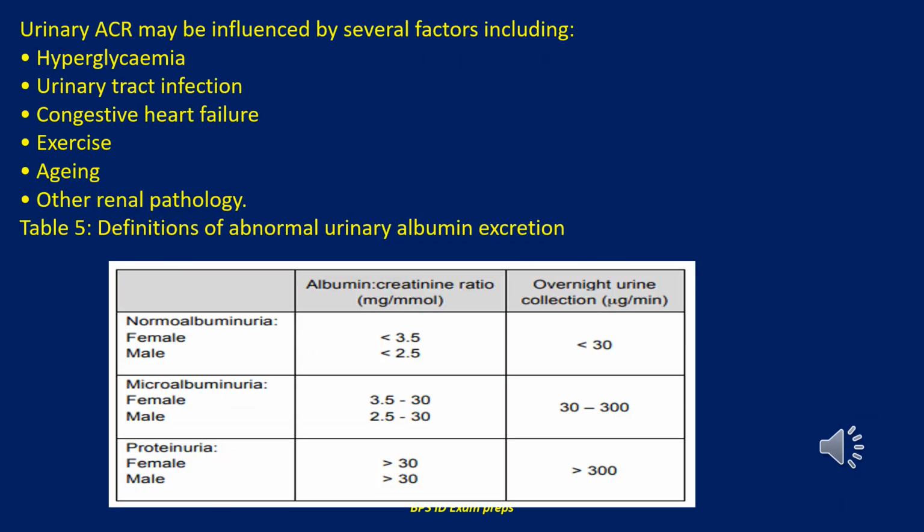Urinary ACR may be influenced by several factors including, 1. Hyperglycemia, 2. Urinary tract infection, 3. Congestive heart failure, 4. Exercise, 5. Aging, and 6. Other renal pathology. Table 5 summarizes definitions of abnormal urinary albumin excretion. Pause the video and carefully scrutinize the table before advancing to the next slide.